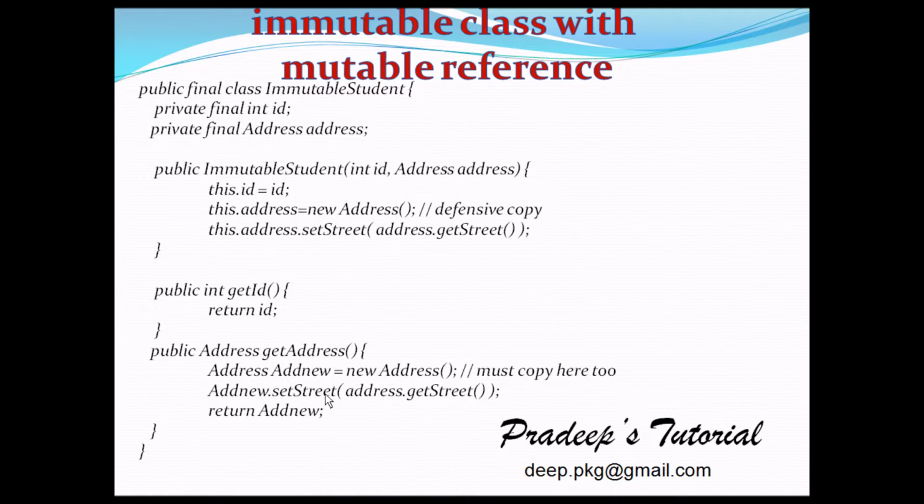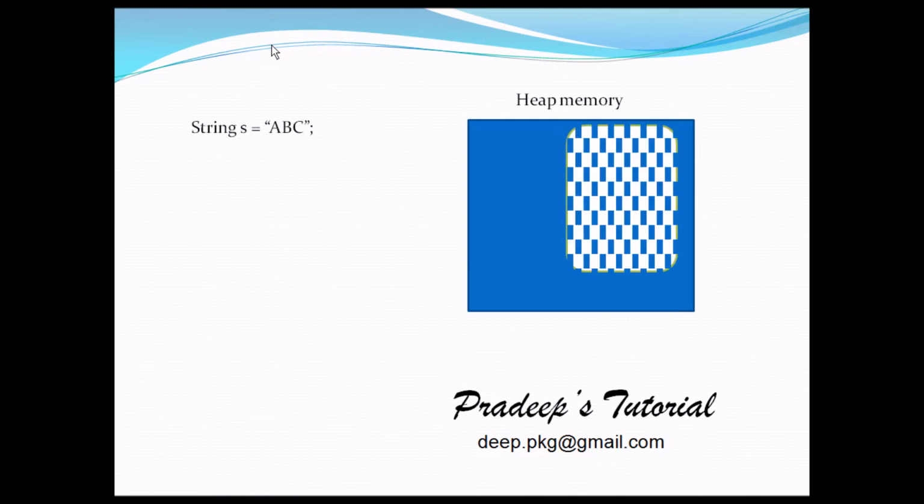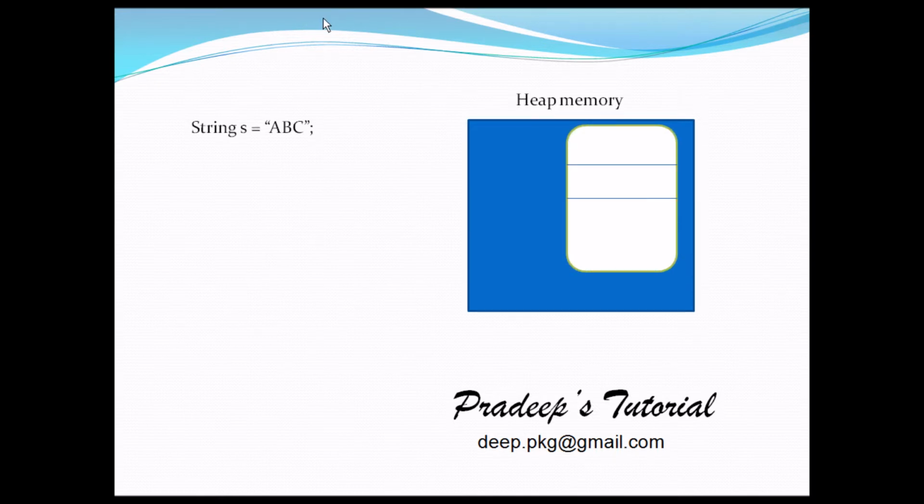So I hope the immutable object concept is clear. If it is still not clear, I'll give a simple example. As we all know, all the wrapper classes are immutable, and String is an immutable class. We'll see this with an example. Suppose I have String s equal to "abc". What happens in my heap memory? This goes to the string constant pool, and it will create one "abc" there. So this s will point to this "abc".